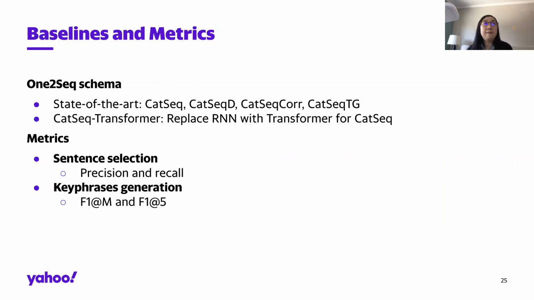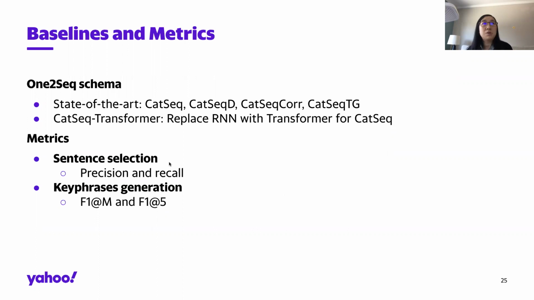Then as a baseline for the evaluation, we use this One2Six schema in our work. We consider a number of works that are variants of this CatSeq approach. And we also consider a CatSeq variant where, instead of using RNN, we replace it with a transformer because our work is a transformer-based model. Recent work seems to suggest that the transformer is a much stronger model than the old RNN models. So we just replace the RNN with a transformer and try to generate keywords in CatSeq fashion.